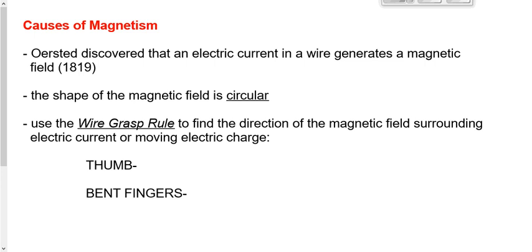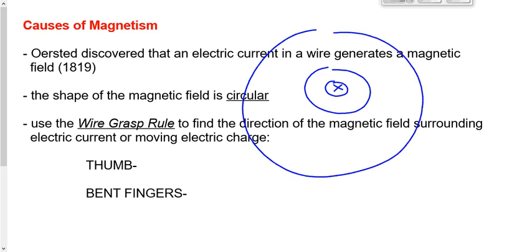If we have a charged particle, a negatively charged particle that's moving into the page, it's represented by the X, then there's a magnetic field line that looks like this. And then there's another one that looks like this. And then there's another one that looks like this. And so on and so on and so on.